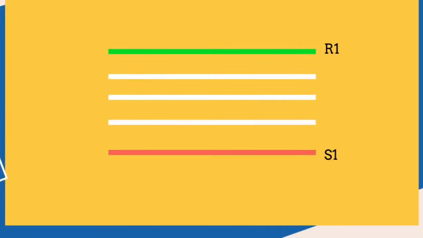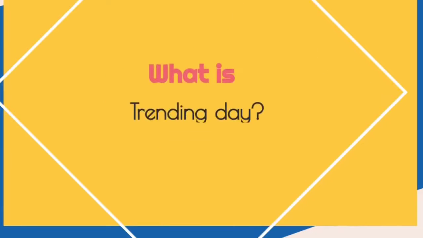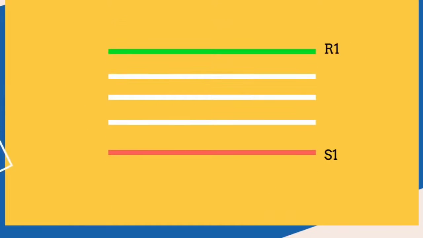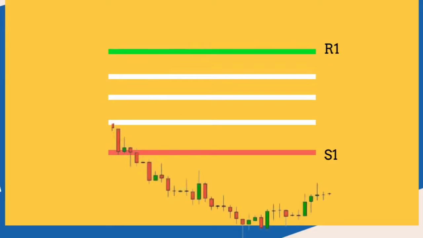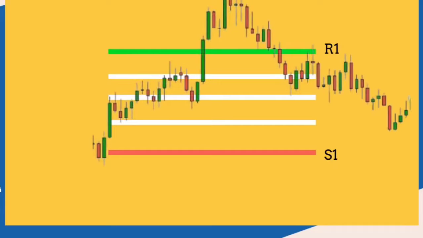Type 1. If the opening first 3-5 minute candles are above R1 or below S1, it will be a trending day. What is a trending day? A trending day means the stock will be continuously going upside, or continuously going downside, or both things can happen.